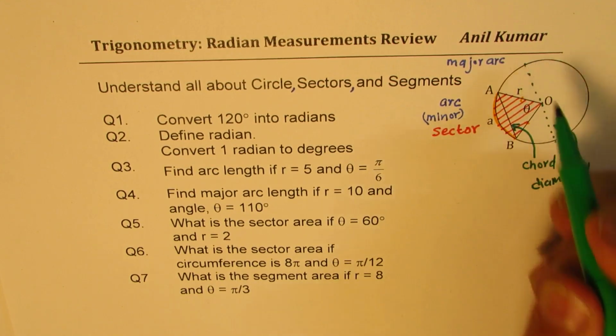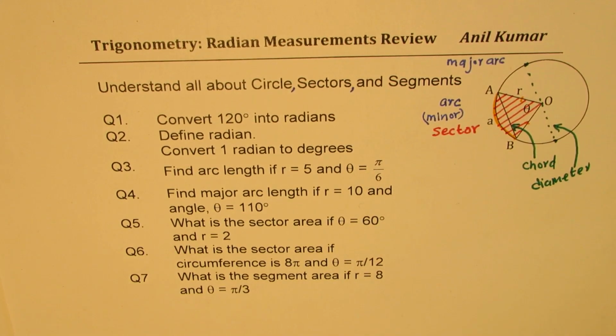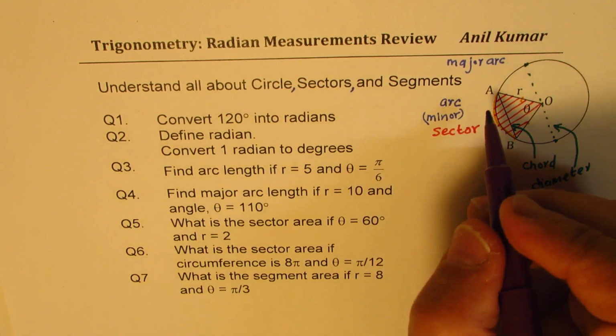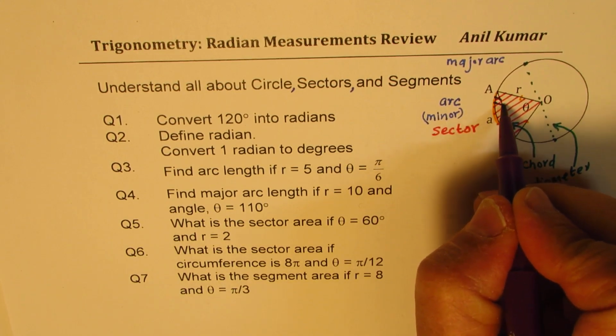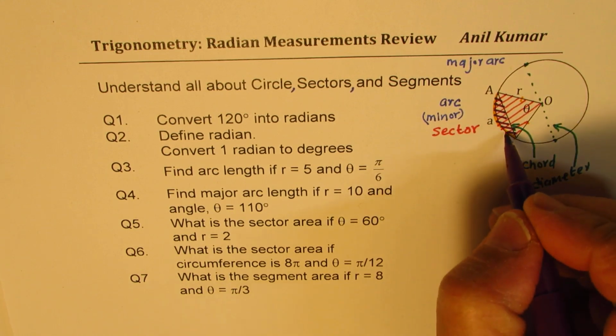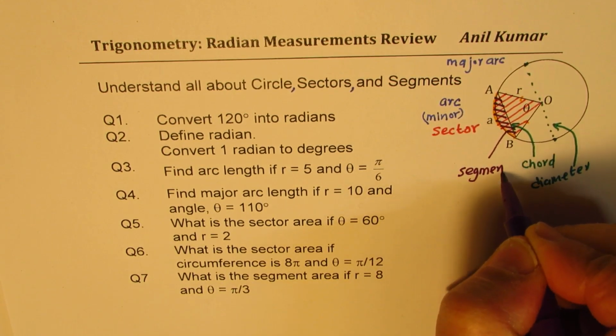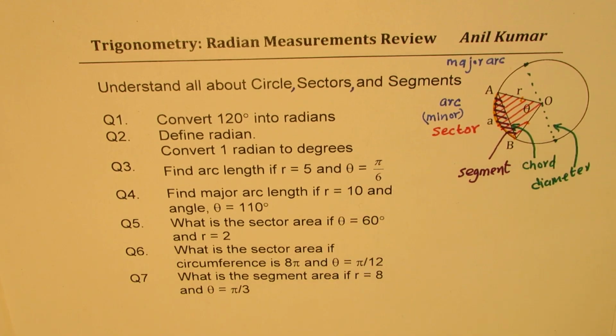So the end points of a chord will lie on the periphery of the circle. So that is how I could identify it. There is a small area in between. This area is called the segment. So these are a few technical terms which we are going to use in our 3-part series.